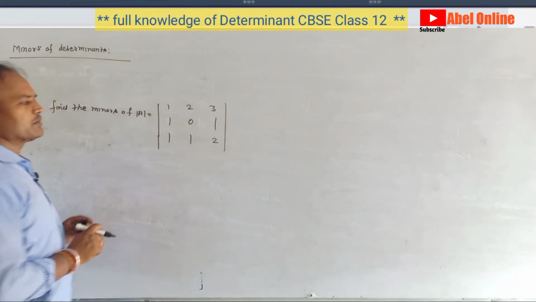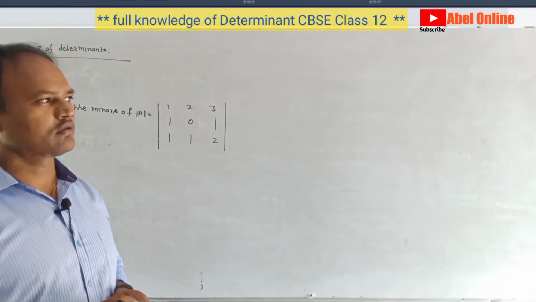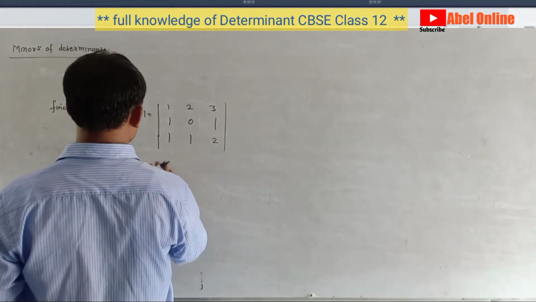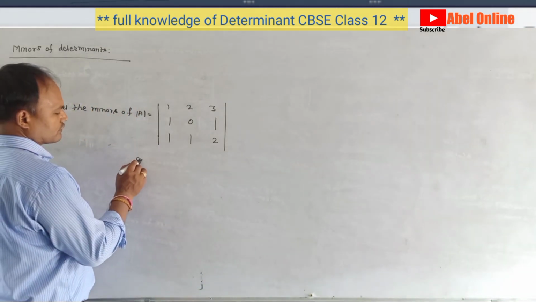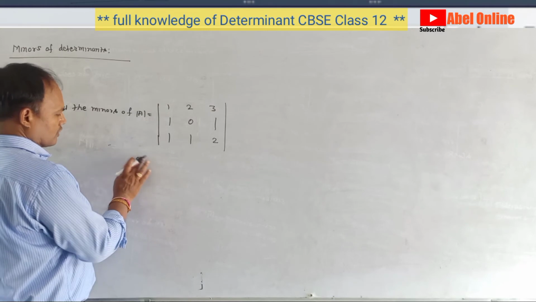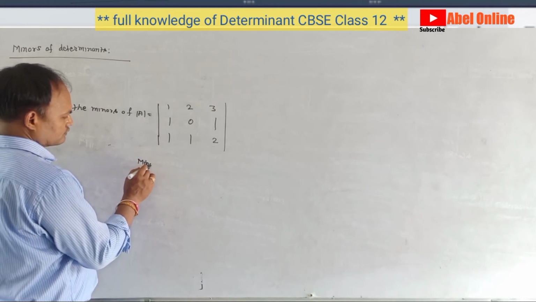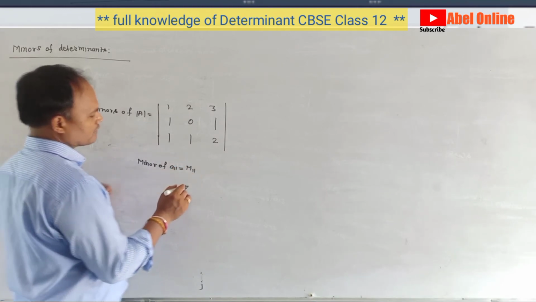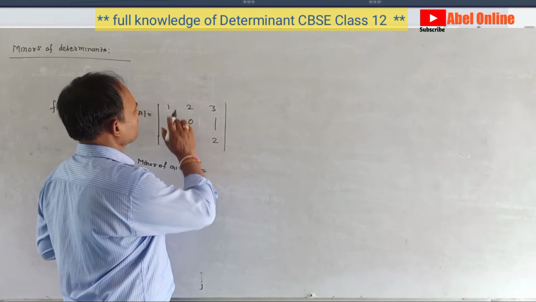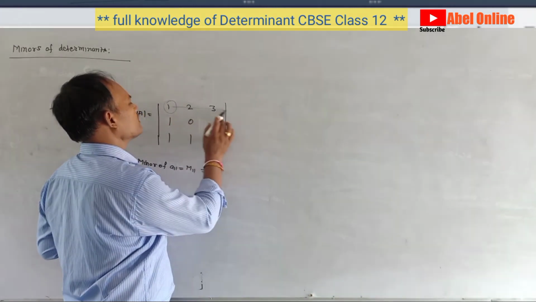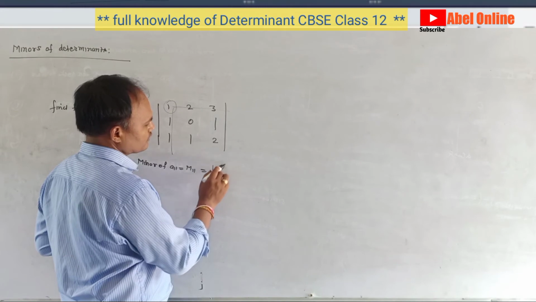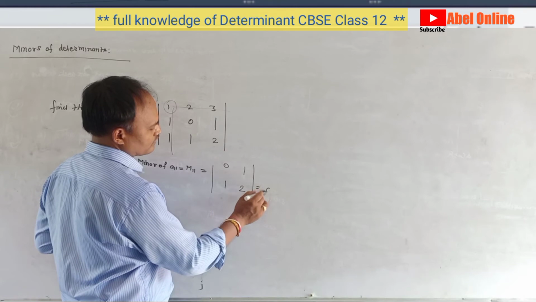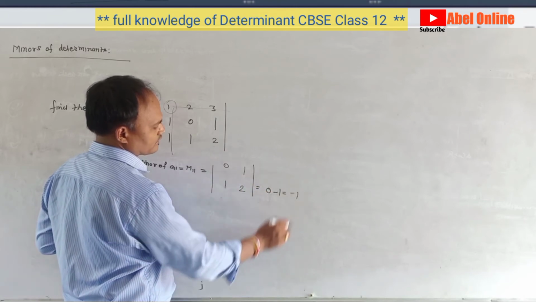So what is the method? I am going to find some values and you have to find some values. Minor of A11 means M11. So what is the value? We have to eliminate this row and column. The remaining part is 0, 1, 1, 2. So the value is 0 minus 1, which is minus 1.